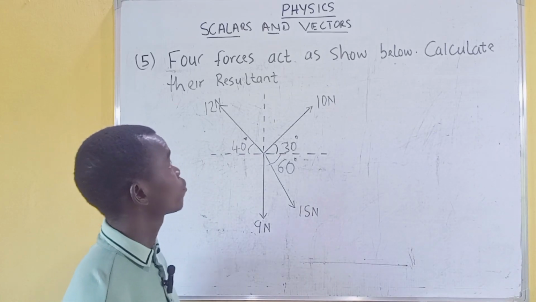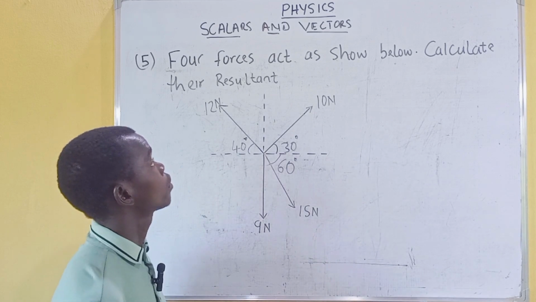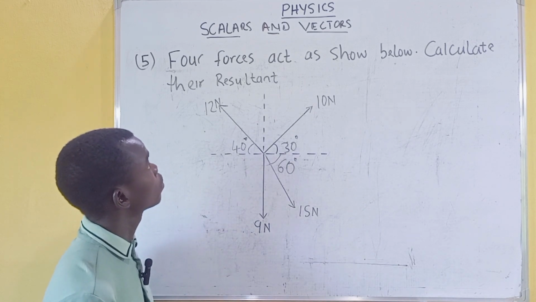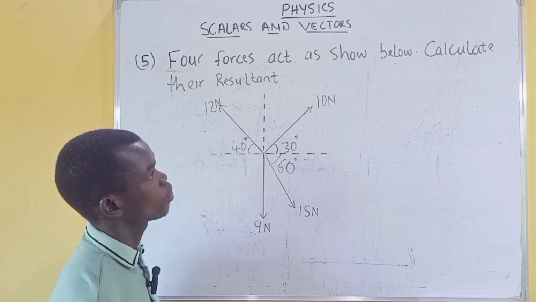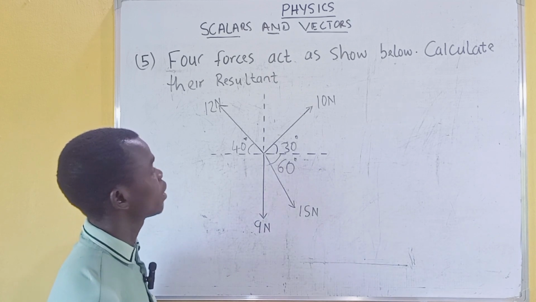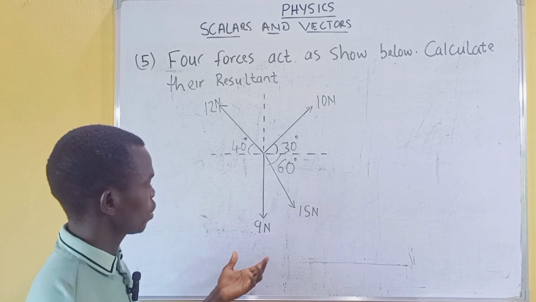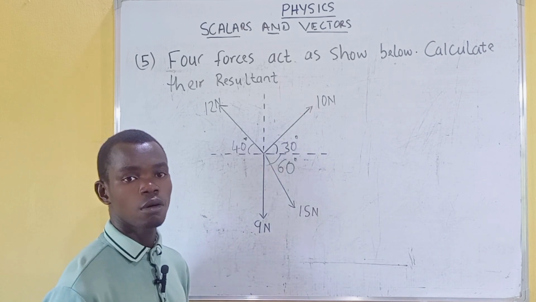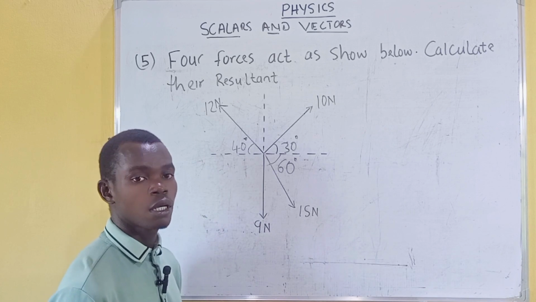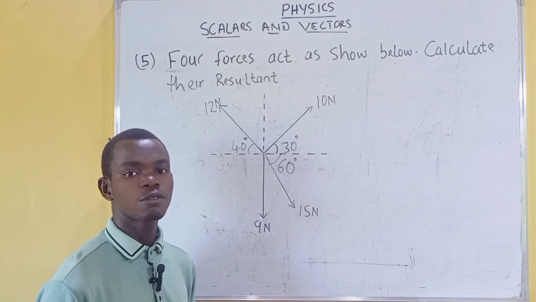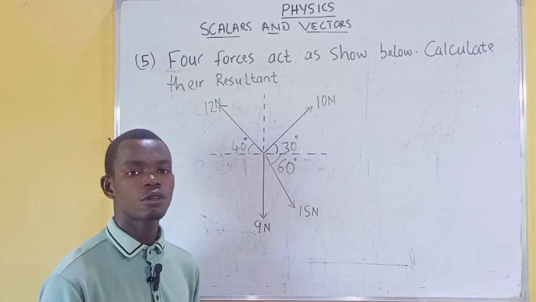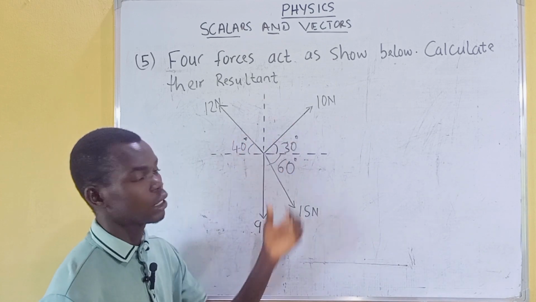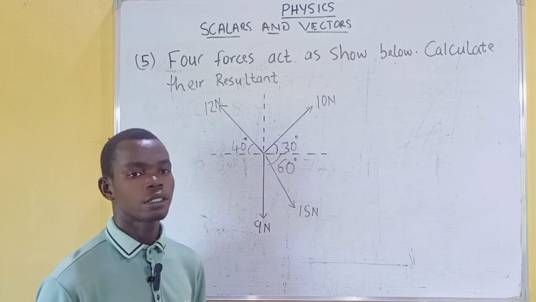Let's look at this question 5 on vector quantities. The question: 4 forces act as shown below. Calculate their resultant. When you look at this, it is the resolution of 2 or more forces, and the purpose of this is to find the single resultant of all the vectors, that is, the resultant vector and its direction.